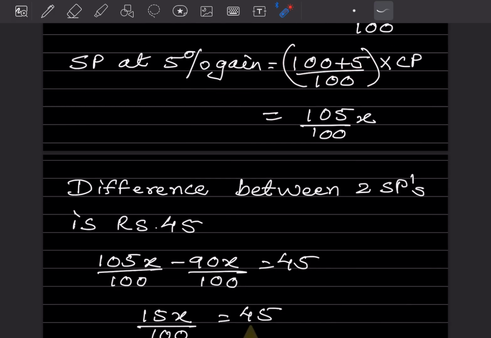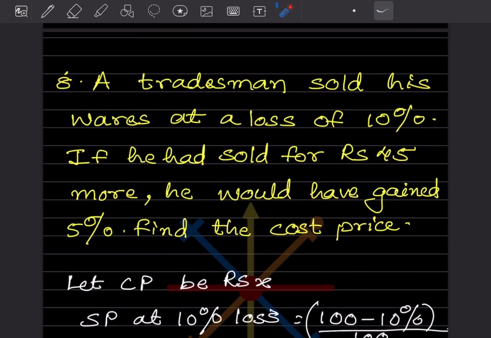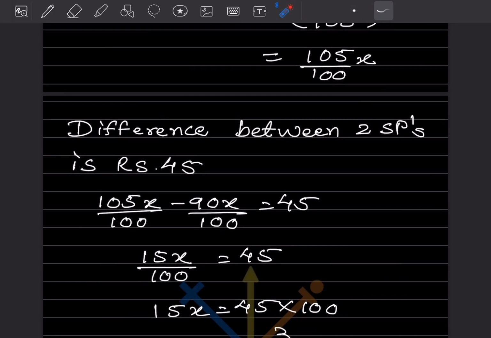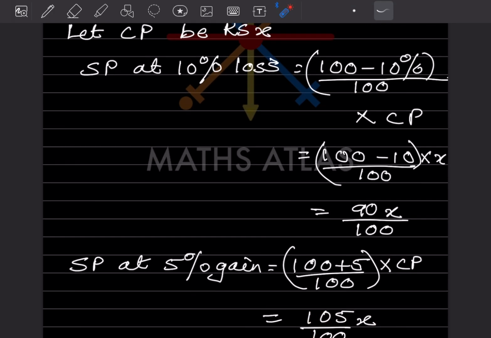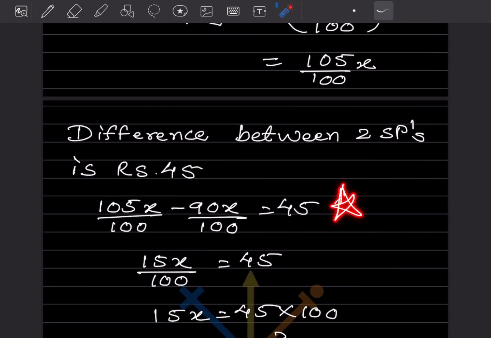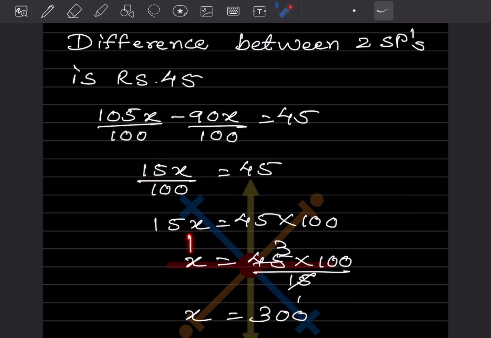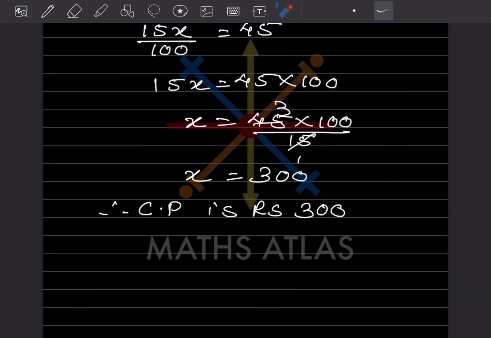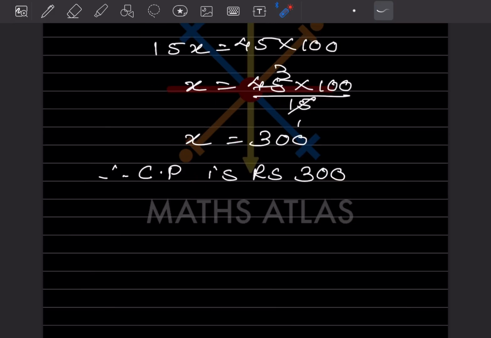Again, here we'll take the difference between the two SPs, which is given as 45. So this minus this one is going to be 45. This step you have to remember. So 105 minus 90, that is going to be 15x, and the LCM is the same, so 15x divided by 100 is 45. So 15x will be, this will go to this side, 45 into 100. So x is going to be 45 into 100 divided by 15. 15 ones are 15, 15 threes are 45. So x is going to be 300, and x we have considered as the CP, that is 300, and that is what they have asked.